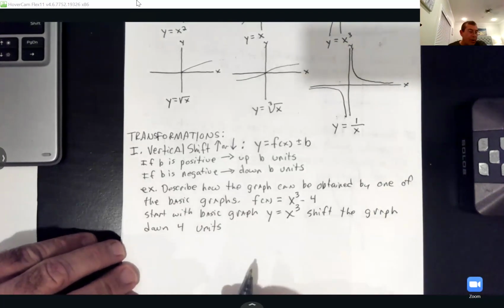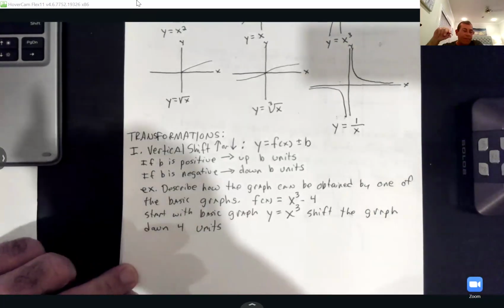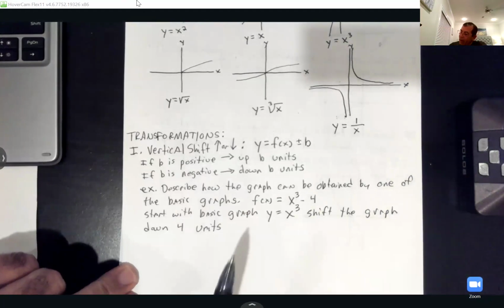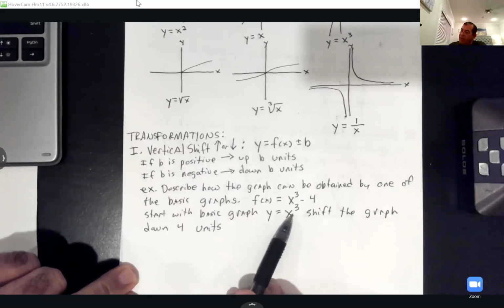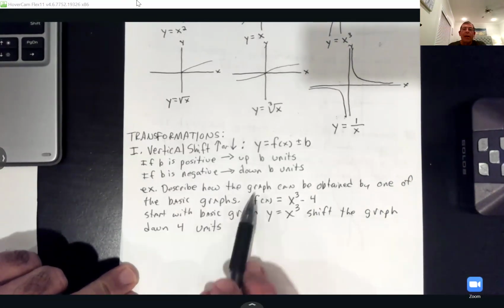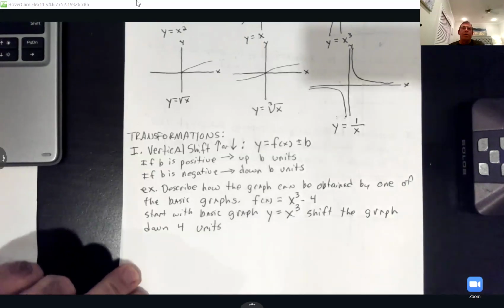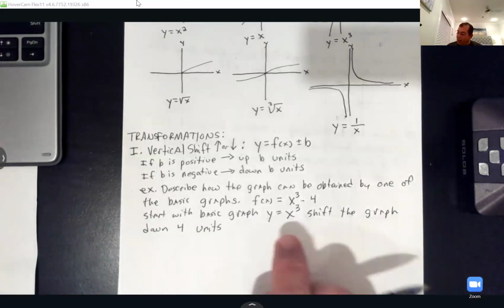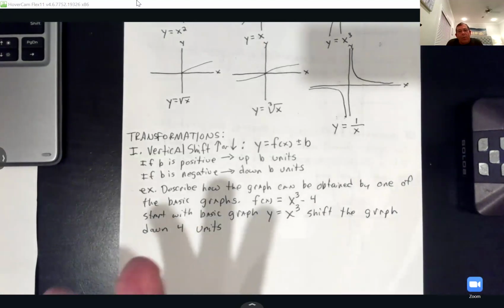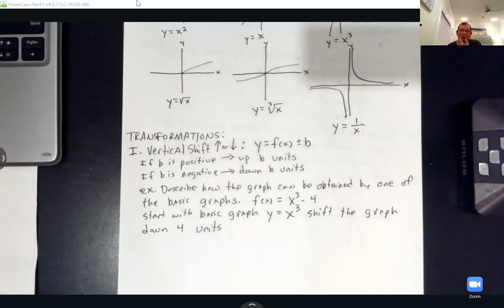Now, I won't graph them here yet. I'm going to show you how to graph them when we get to the math lab part of this. But remember, you start with the basic graph of the cube, and that minus 4 moves it down 4 units, okay? If that was a plus 4, it would have moved my graph up 4.